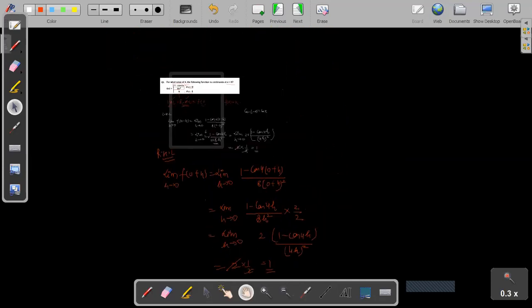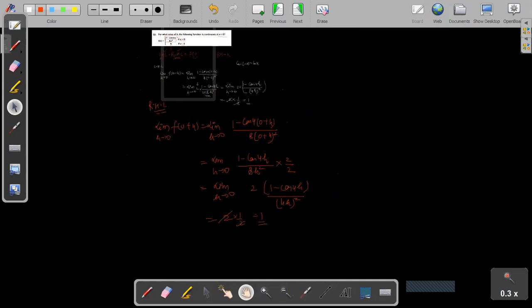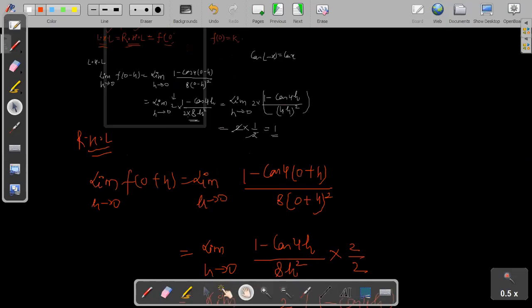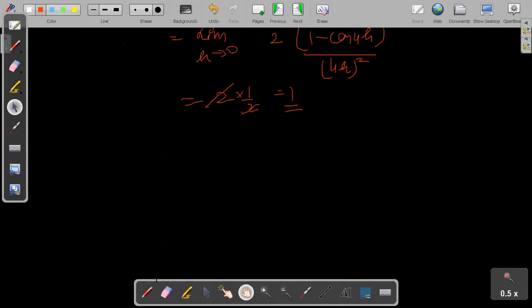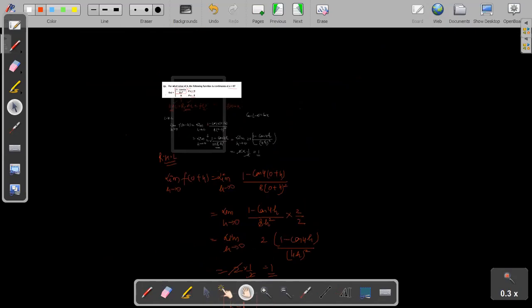All right, so we got 1 for the RHL, and 1 for the LHL. As they already told us that this particular expression is continuous, that means LHL, RHL, and the value of the limit are equal. So the value of the limit is K, and for RHL and LHL we are getting 1. So we can say that the value of K would be equal to 1. The value of K is 1. Any doubts for that part?